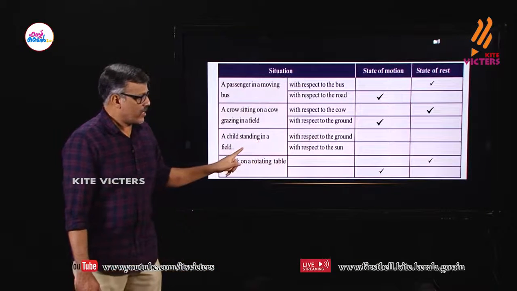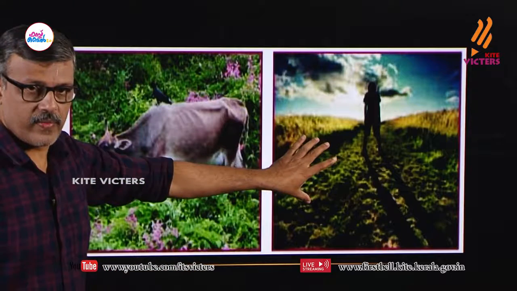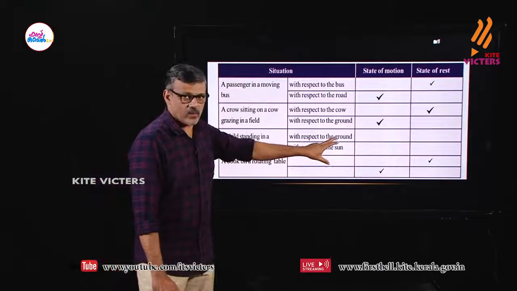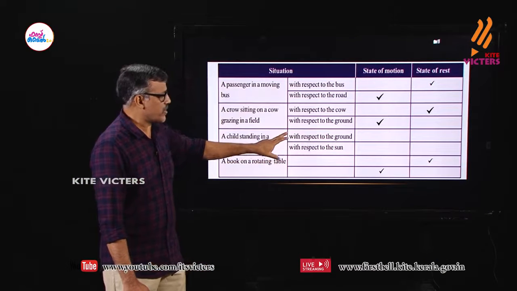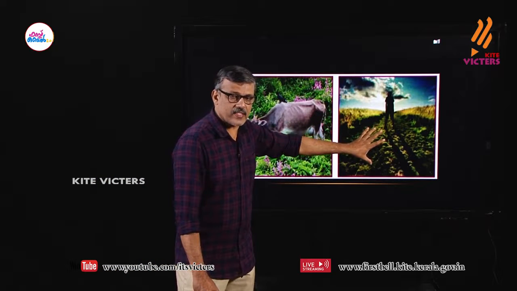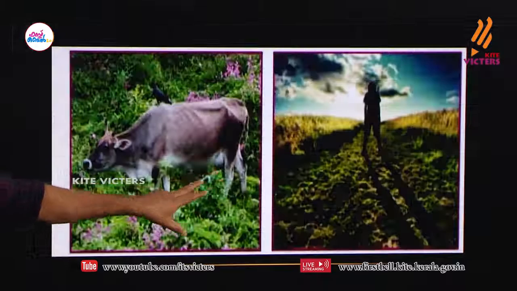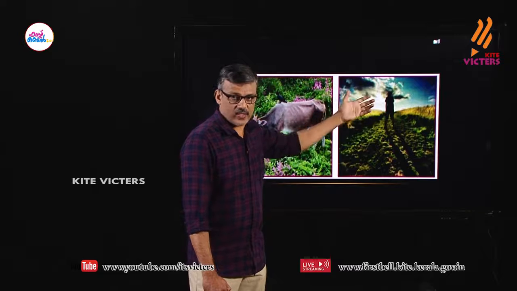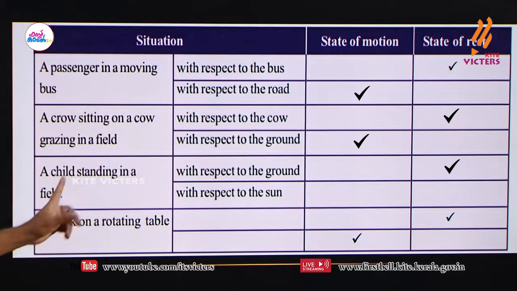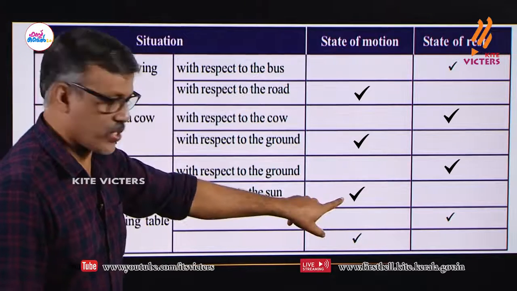Okay, let's watch a picture. A boy is standing in a field, right? With respect to the ground, what's happening for that child? With respect to ground, he is in a state of rest or motion. Yes, he is in a state of rest. But with respect to the sun, what's happening? With respect to the sun, the earth is revolving, so the child is also moving. So, here the child standing in a field, with respect to the sun, is in a state of motion.